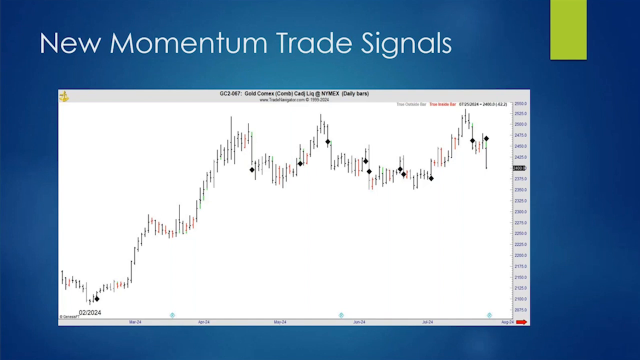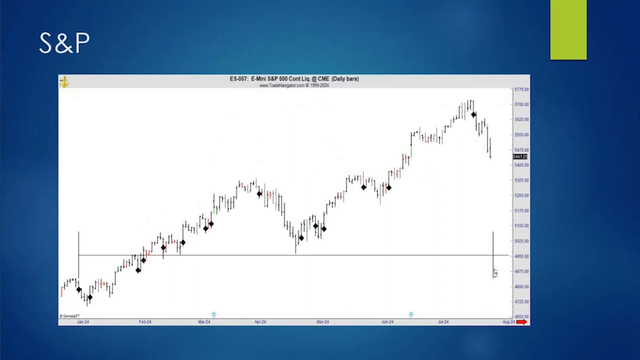I started to do some analysis on it, and what I came up with here are these new momentum trade signals. All of those black diamonds represent a place where this market had one of these momentum trade signals. Interestingly, there's not a lot of them after that initial great big move up. But every trade that turns into a trend starts with one of these momentum trade signals.